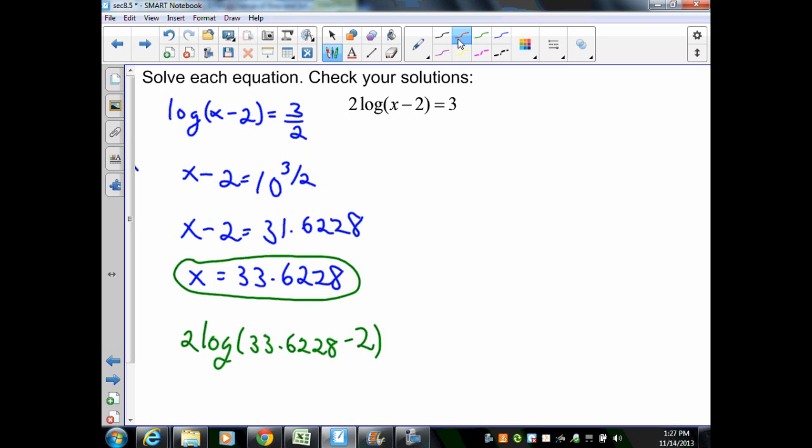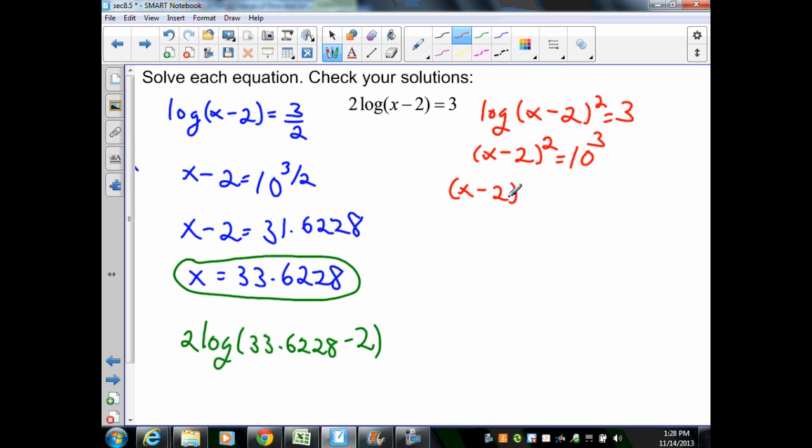But as stated before, I have a different way of solving this problem. I can use the properties of logarithms. Here, the power rule, which would give me the log of x minus 2 squared equals 3. Now, changing that to exponential form gives me x minus 2 squared equals 10 to the 3rd power.